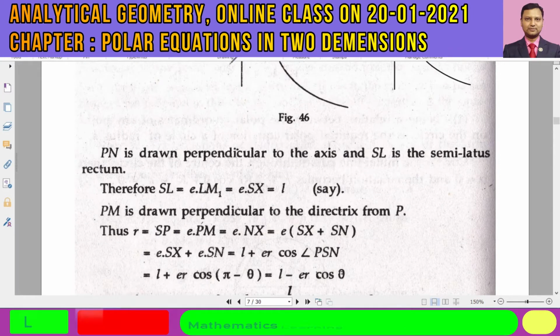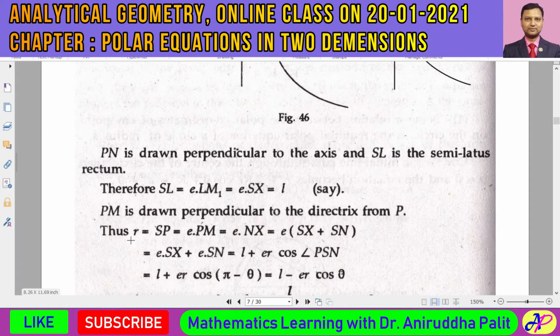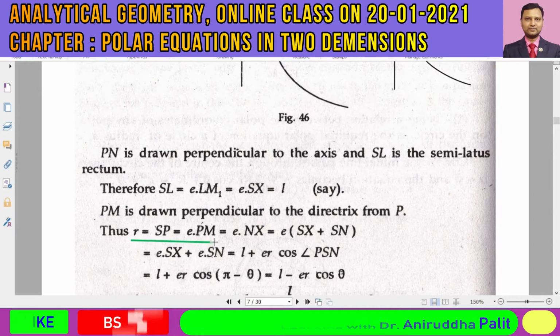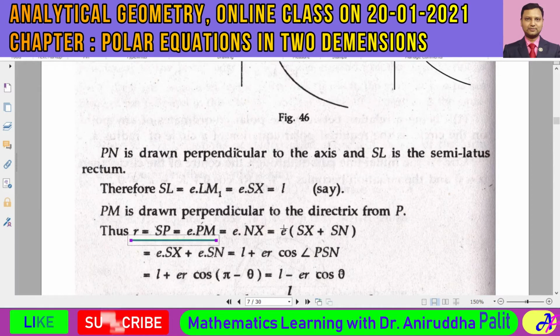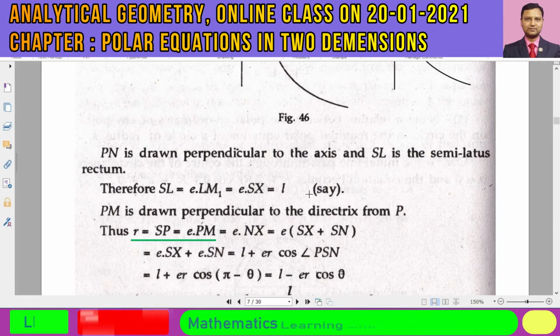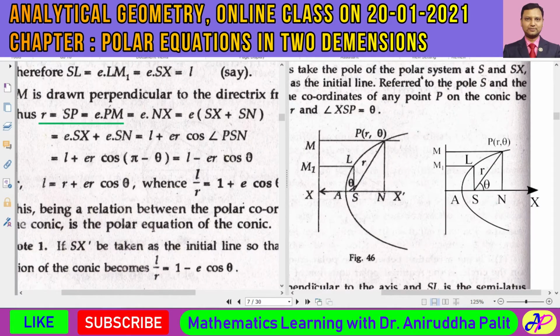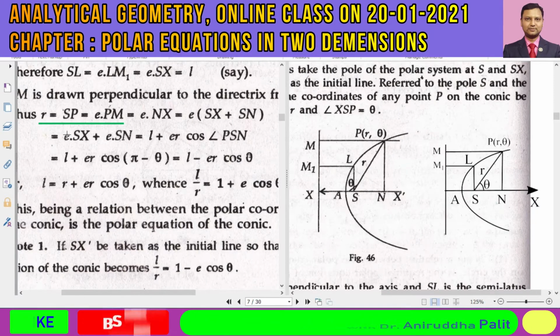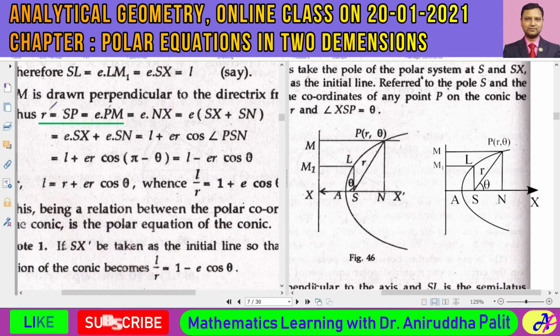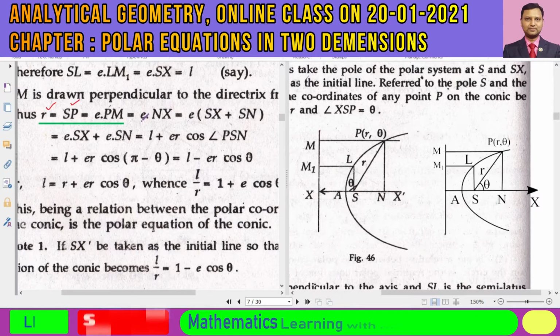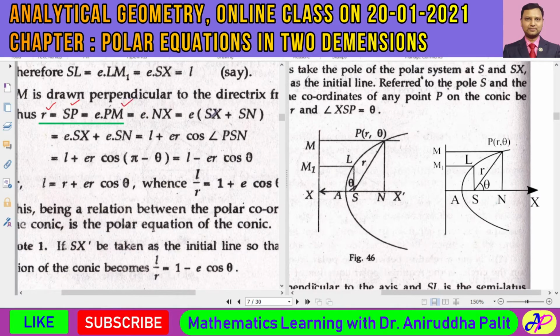this much distance R should be equal to PS, that is actually E into PM. You see, this R is equal to this distance PS or SP, that is equal to E into PM.